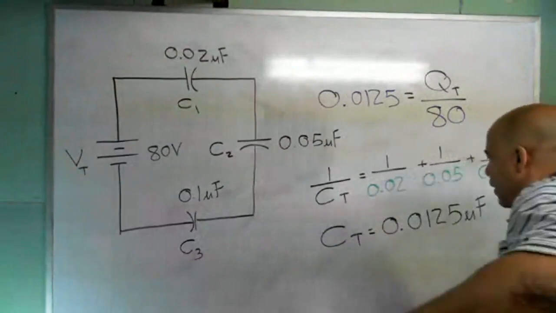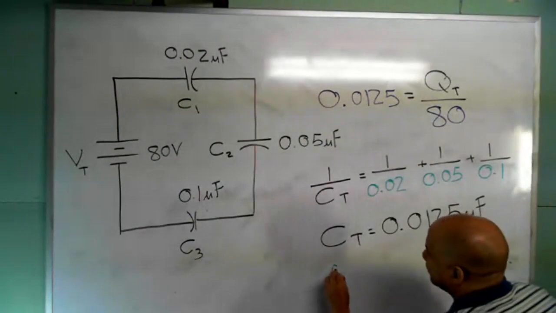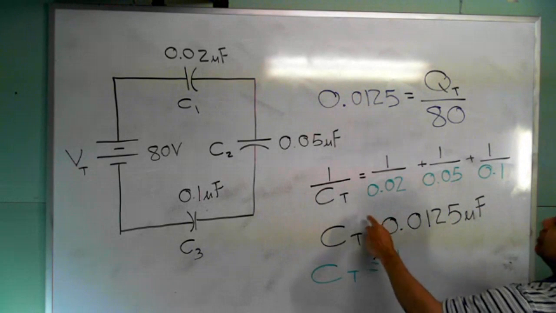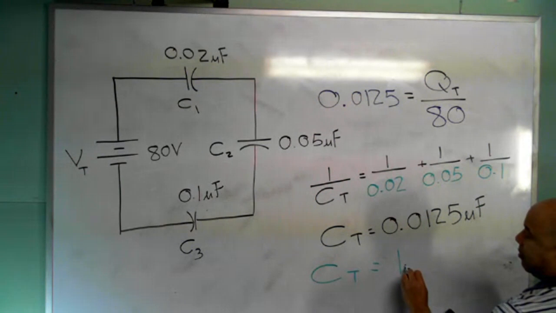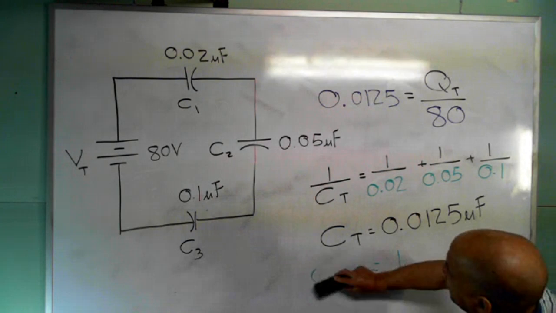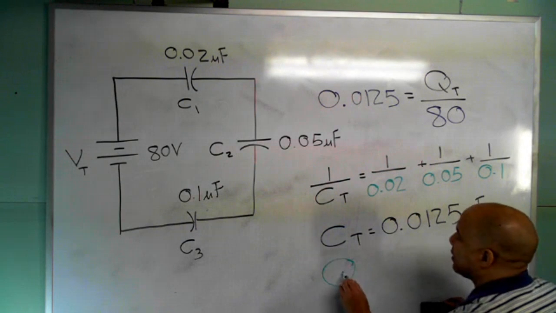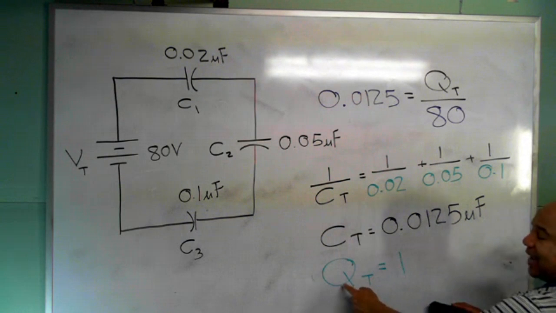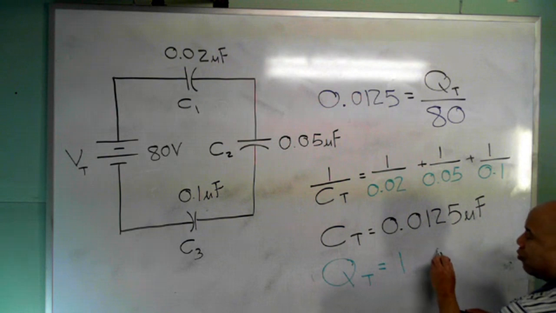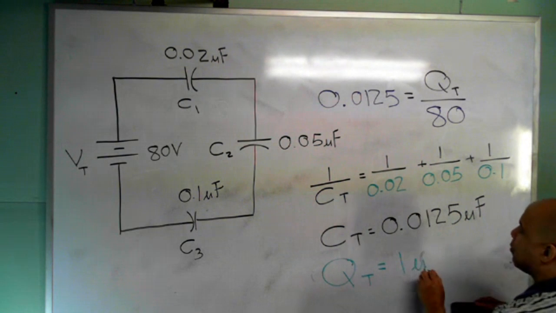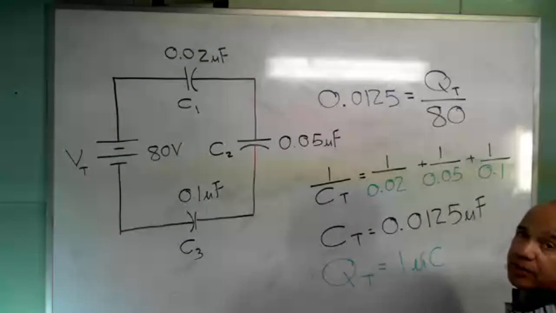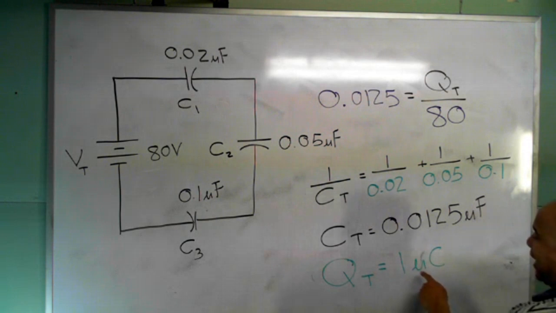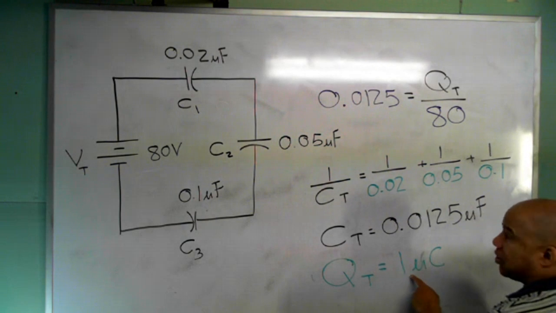All right. So QT, we said that was 1, but remember, since this was all in micro, it's actually 1. That's not CT, it's QT. QT came out to be 1. Now that's charge. So charge is in coulombs. It'll be 1 microcoulomb because this was in microfarads. I just didn't put the little U in there.